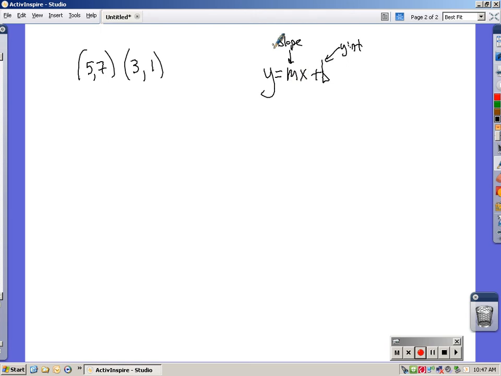So first thing I'm going to do is try and find the slope. And one of the things I know about slope is it's the change in y over the change in x. So let me try and do that. The change in y, 7 to 1. That's going down, so that's negative 6. Change in x, 5 to 3. That's also going down, that's negative 2.